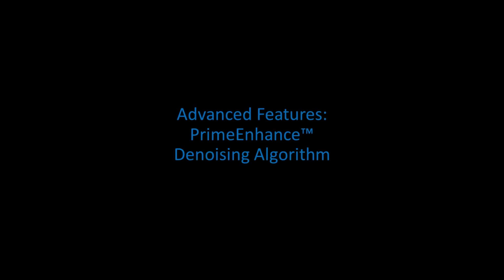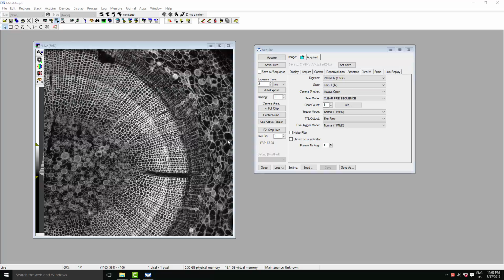If you're working at fairly low signal levels, or just generally have a fairly poor signal to noise, it will filter out some of the noise, preserving the intensity values of your signal, so you'll still get your peaks at the same values, but you'll just have less of the background noise. You can activate PrimeEnhance by ticking the noise filter option in the Special tab.